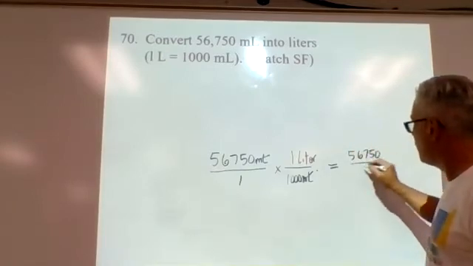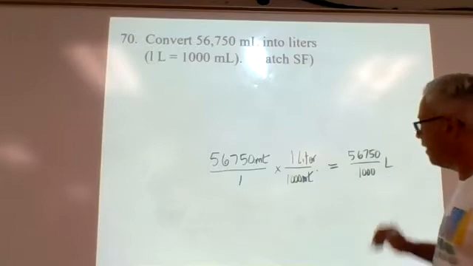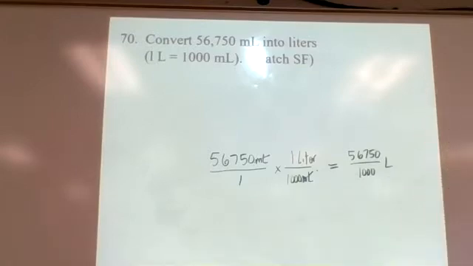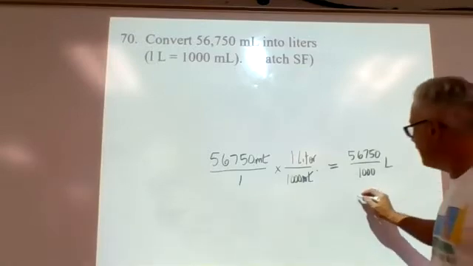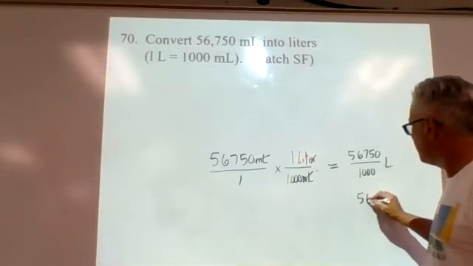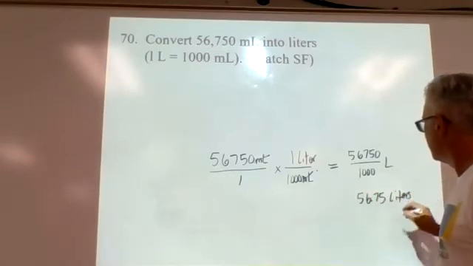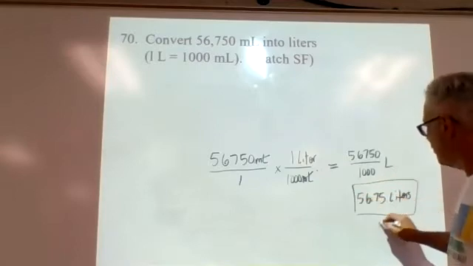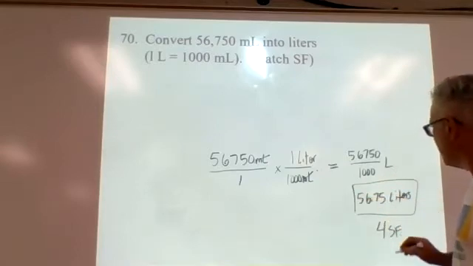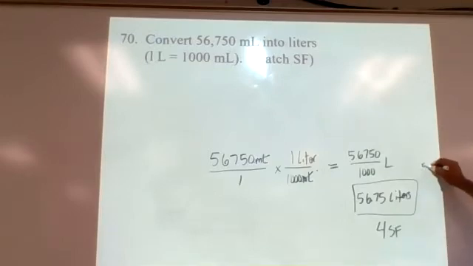56750 over 1,000 L for liters. And now you got to use your calculator. Now the calculator is going to do this, 56.75 liters. 4 significant figures. Some of you might have thought 56.750, but that's wrong.